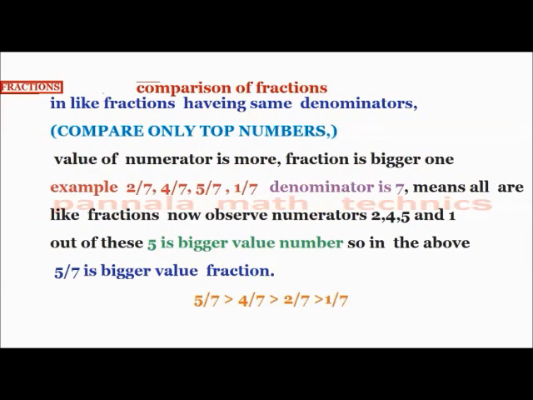In like fractions having the same denominators, just compare only the top numbers. If the top number is more, then that fraction is the greater one. For example, 2/7, 4/7, 5/7 and 1/7. Here the denominator is 7 for all the fractions, that means these are all like fractions. Among the top numbers 2, 4, 5 and 1, 5 is the biggest. So 5/7 is the bigger fraction, and 5/7 is greater than 4/7, greater than 2/7, and greater than 1/7.